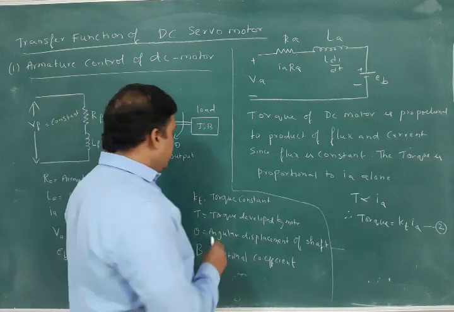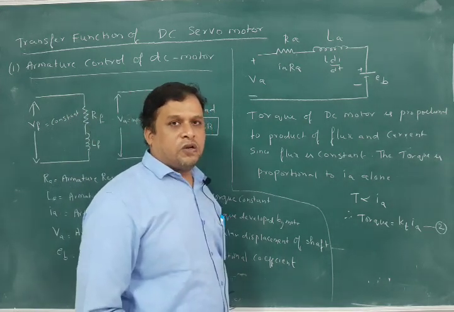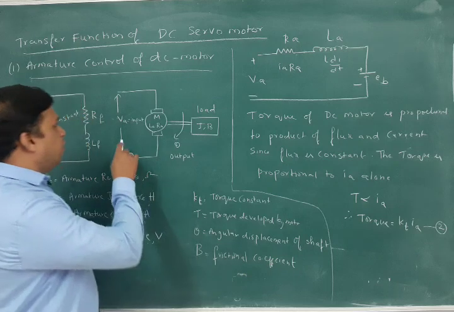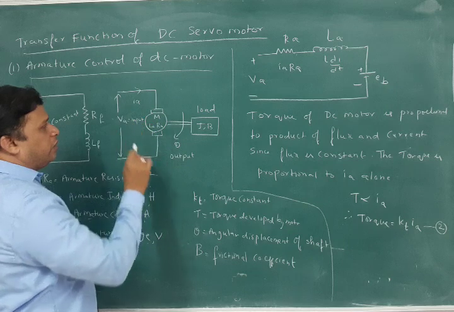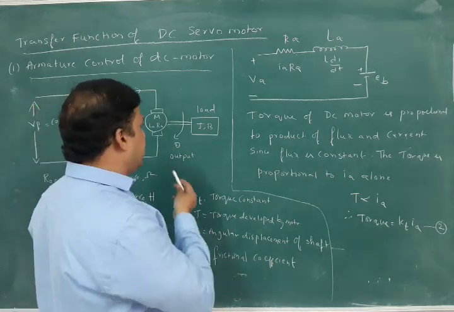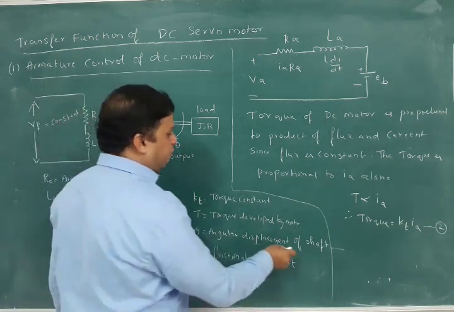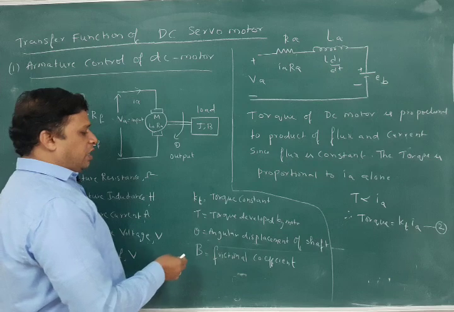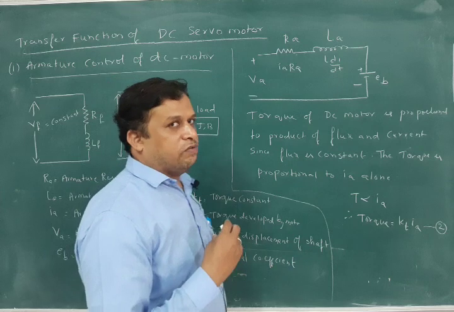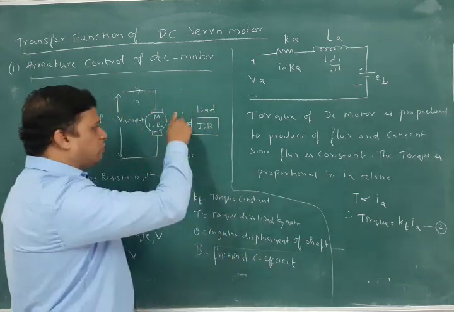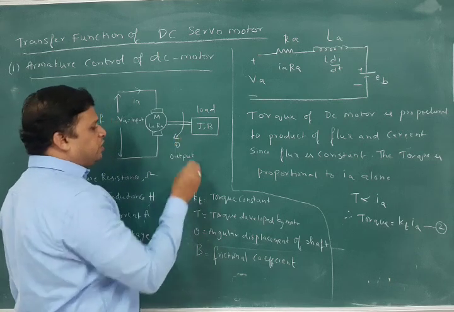What is the torque constant? When a DC motor is operating, torque is proportional to the armature current. As we have seen here, Va and Ia are given to the motor. The motor will take the armature current, and it has some rotation theta, some angular displacement of the shaft. Here B is the frictional coefficient, as the motor will have some friction. So, overcoming that friction, some torque is applied, and therefore we can have that equation here.